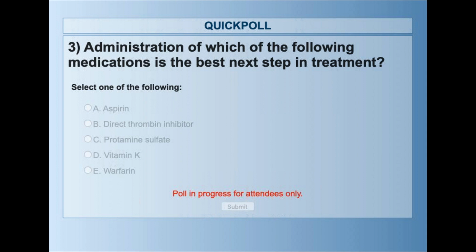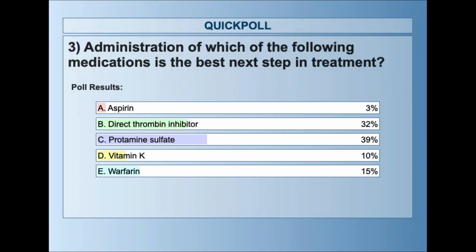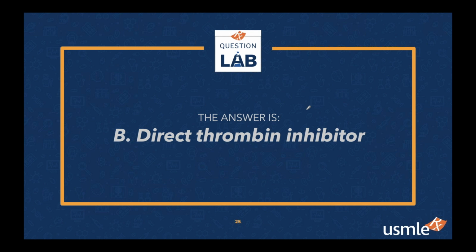All right, I see responses coming in. We'll give all of you a few more seconds here. Let's take a look and see what you selected. It was close. 39% of you selected protamine sulfate and 32% of you selected direct thrombin inhibitor. Let's take a look and see what the correct answer is. And the correct answer is B, direct thrombin inhibitor.